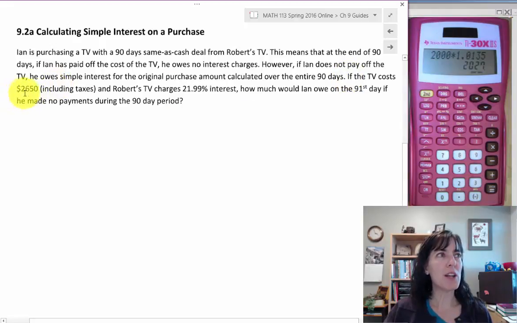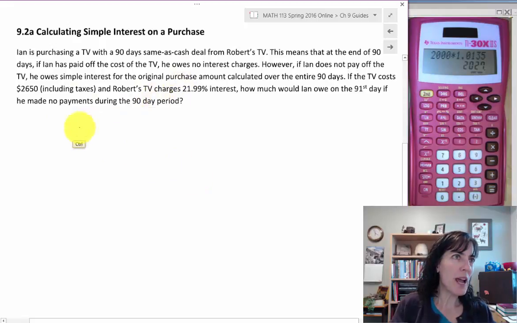Okay, if the TV costs $2,650 including taxes and Roberts TV charges 21.99% interest, how much would Ian owe on the 91st day if he made no payments at all during the 90-day period? So we have $2,650. We're going to do simple interest, and I know that because it says right here, he owes simple interest for the original purchase amount calculated over the entire 90 days.